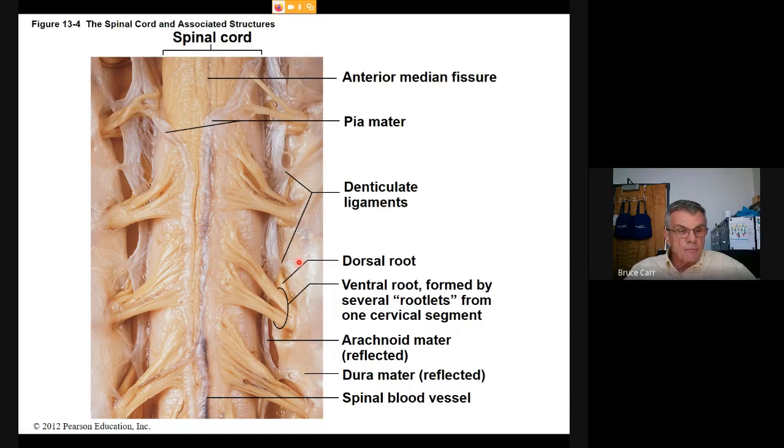Now, it's very difficult. I can see here, you see this strand right up here that seems to be running around out of sight. This is the lower portion of the dorsal root. You can see another dorsal root here, ducking under this denticulate ligament and heading for its posterior attachment, the posterior gray horn of the spinal cord.